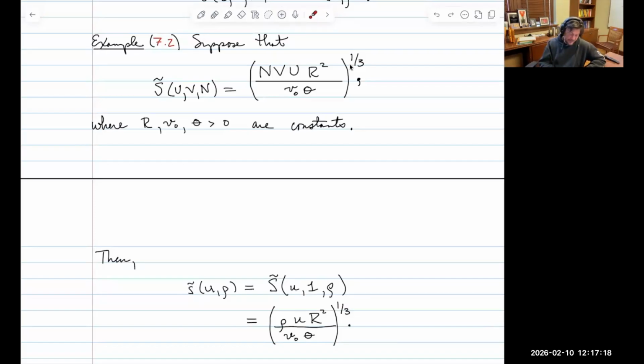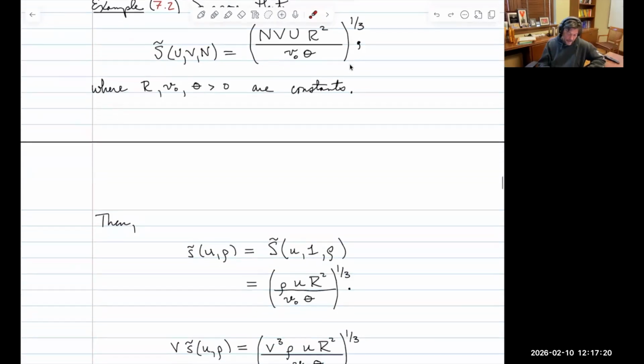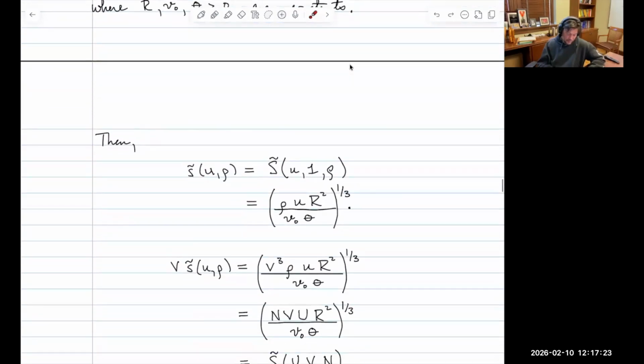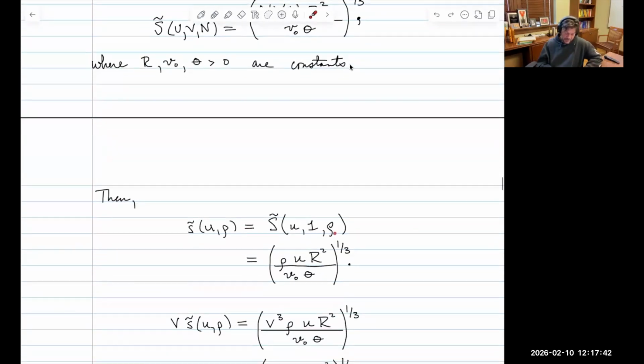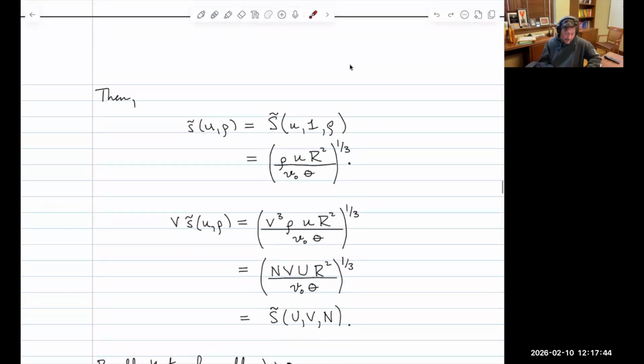So I have this expression for my entropy. It's pretty easy to show. This is a function, of course, of u, v, and n. If I look at the function, which is only a function of u, 1, and rho, obtained by simply replacing u by its density, the volume by the number 1, and n by rho, then of course you get this function here. And it's pretty easy to see if I multiply that function times v, then I get the original entropy expression that I started with.